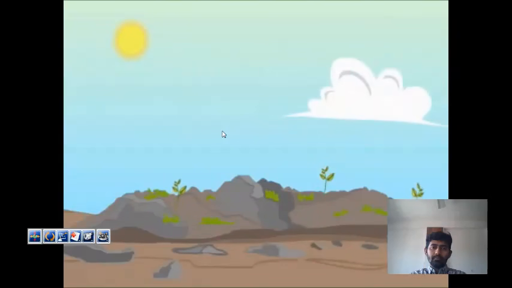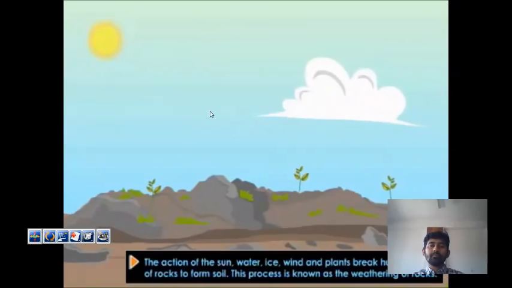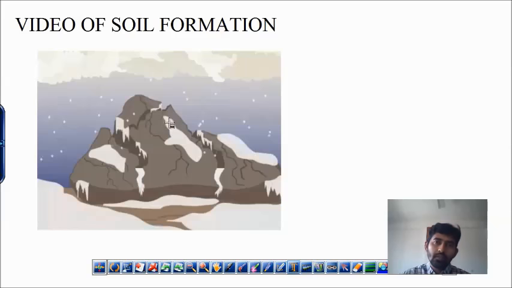The roots of some plants produce acid that helps in breaking the rocks. The continuous movement of water from streams, waterfalls, and rivers also break large rocks into smaller pieces. Thus, soil formation is a slow and continuous process. That is soil formation.